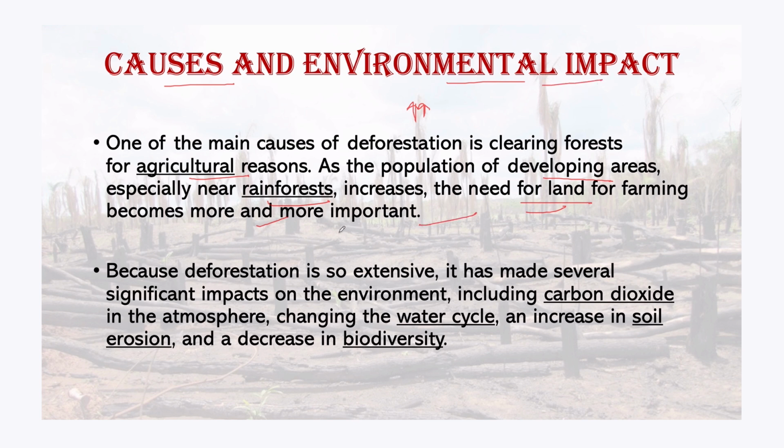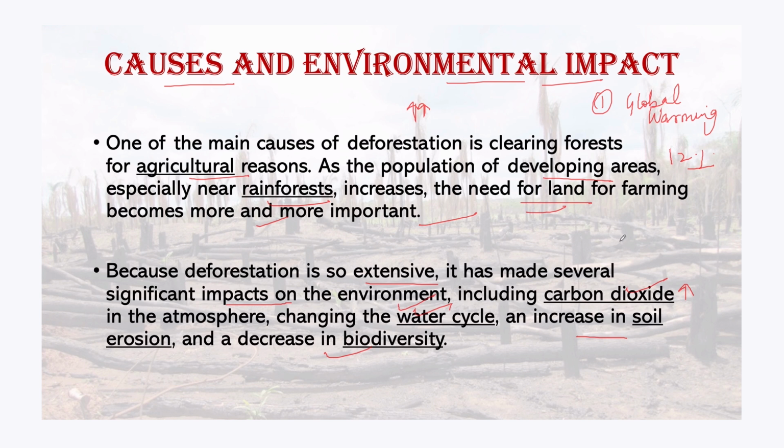Now talking about the environmental impact, because deforestation is so extensive, it has made several significant impacts on the environment, which include carbon dioxide production, an increase in carbon dioxide in the atmosphere, a changing water cycle, an increase in soil erosion, and a decrease in biodiversity also. Deforestation is often cited as a contributor to global warming, because trees and plants remove carbon dioxide and emit oxygen into the atmosphere. The reduction of these forests contributes to around 12% of anthropogenic carbon dioxide emissions.